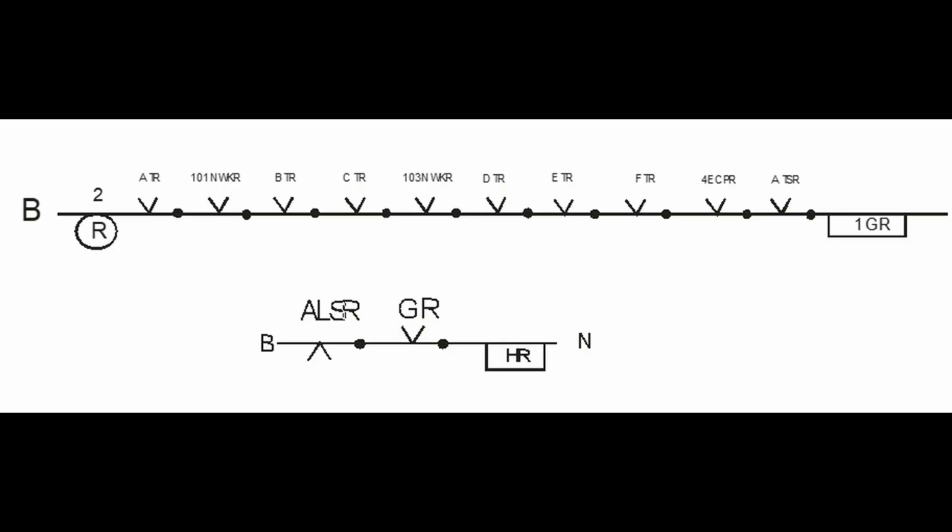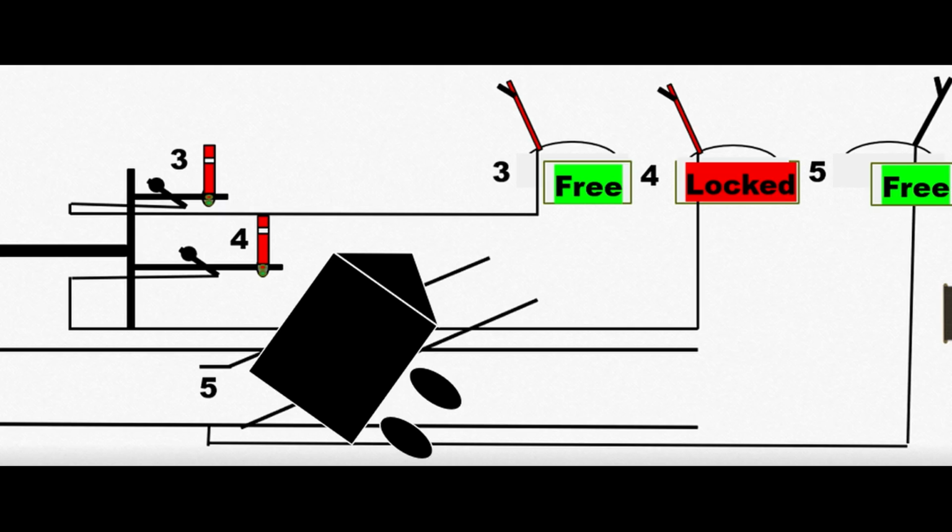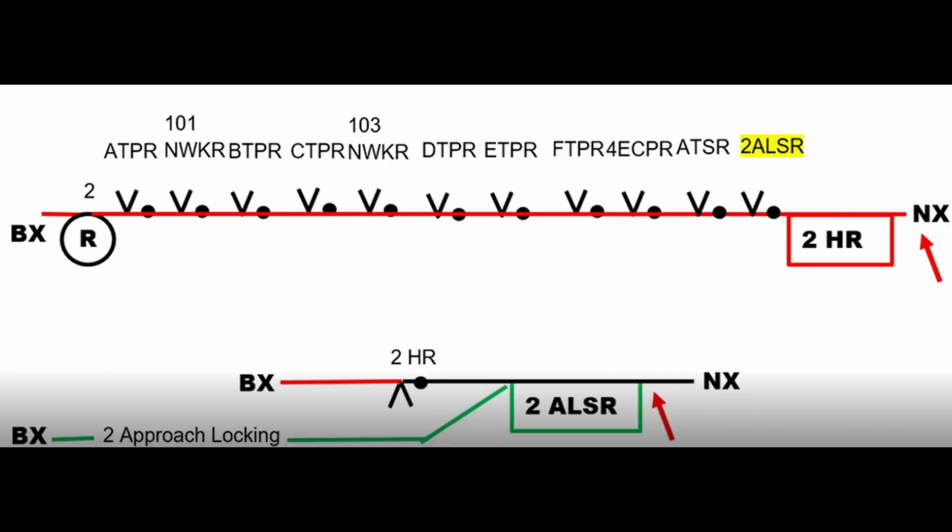Approach locking is next, with the introduction of the GR replacing the HR and approach locking proved, ALSR up, before the HR picks and gives a proceed aspect. Approach locking is explained using the mechanical interlocking principles and any change of aspect viewable for multiple aspect signalling. The principles are then converted to diagram.